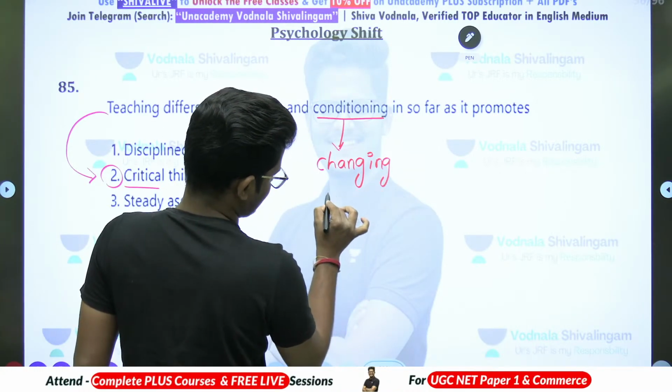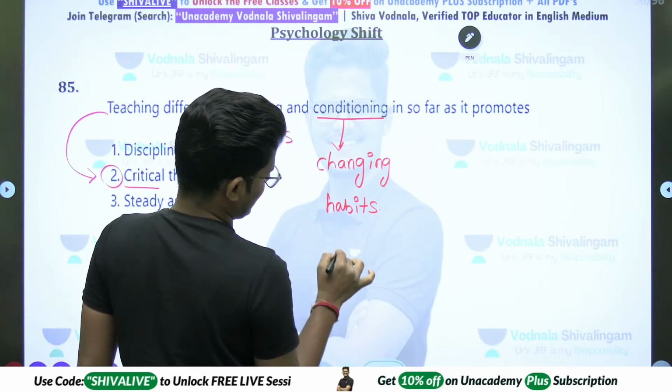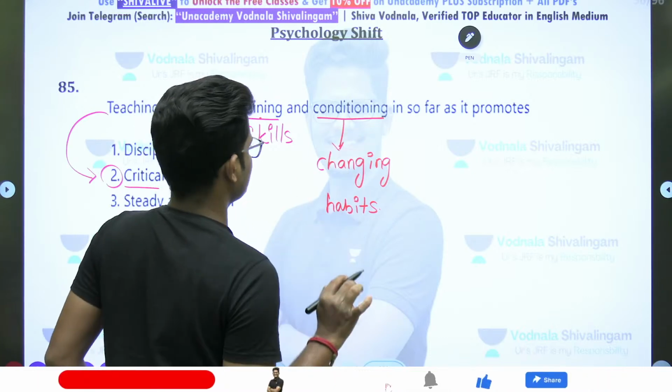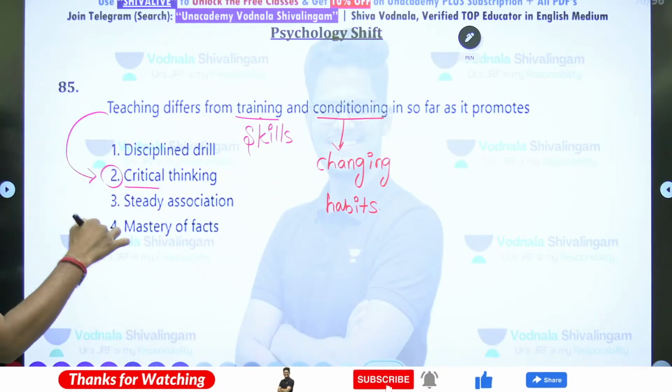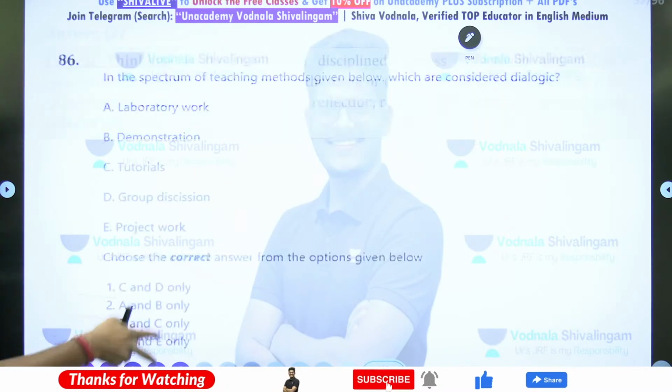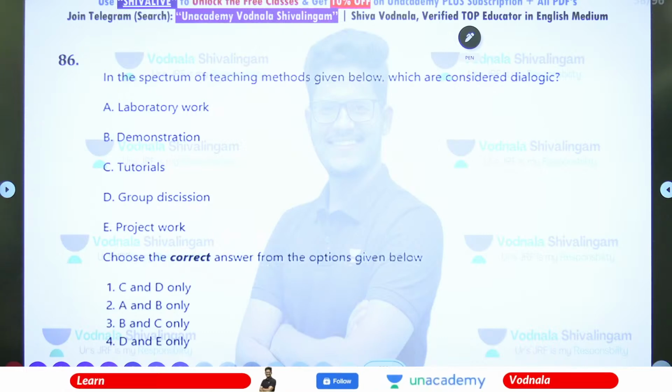Changing habits, or changing regular things, or habituating something, is called conditioning. And improvising a skill is called training. Teaching is improvising the critical thinking ability in a person. Right? And in the spectrum of teaching methods given below, which are considered as dialogic?